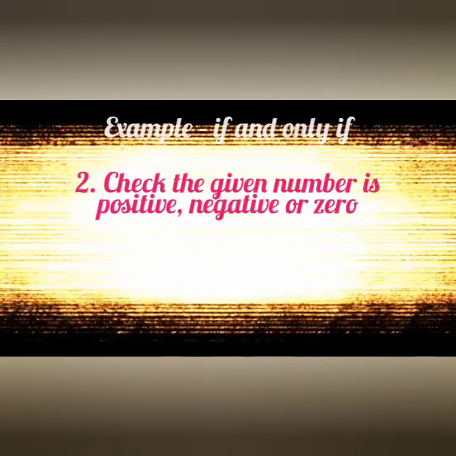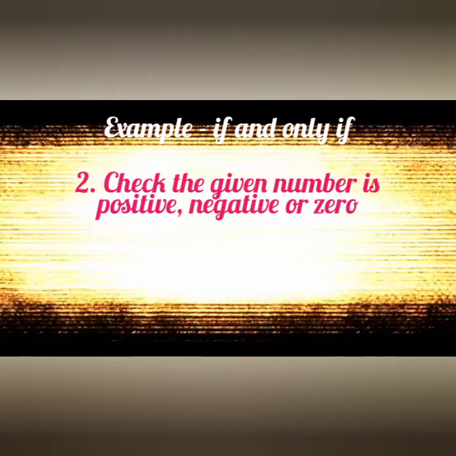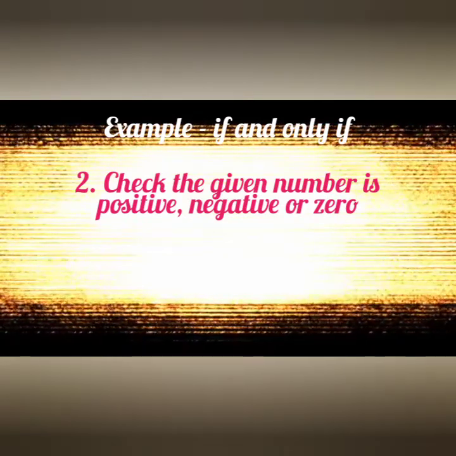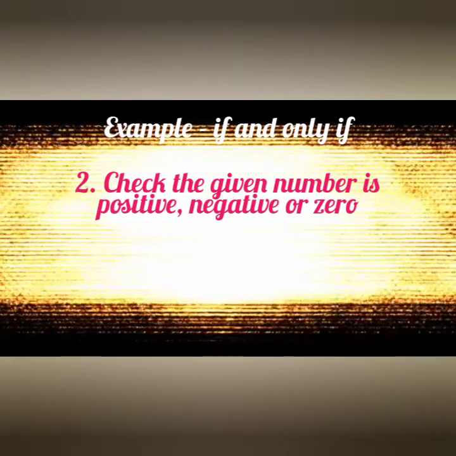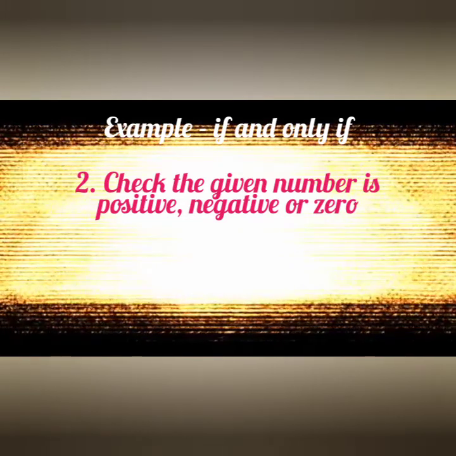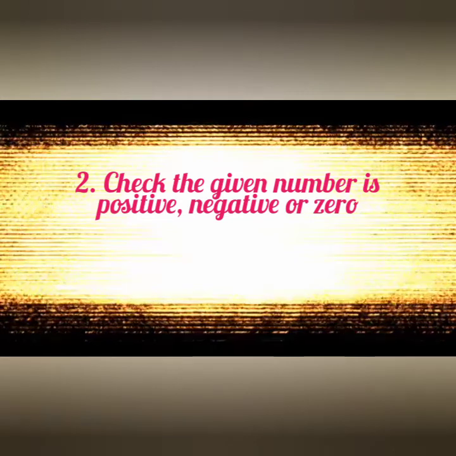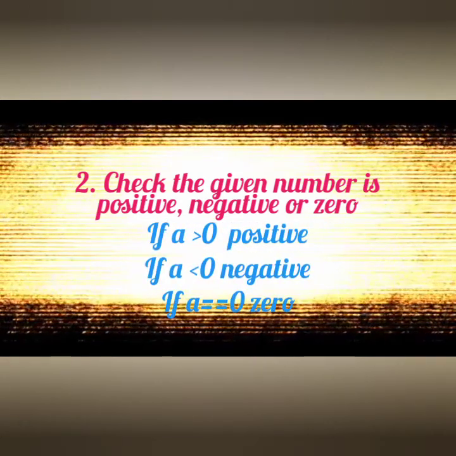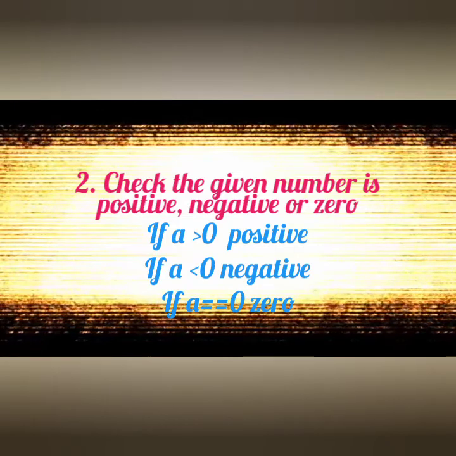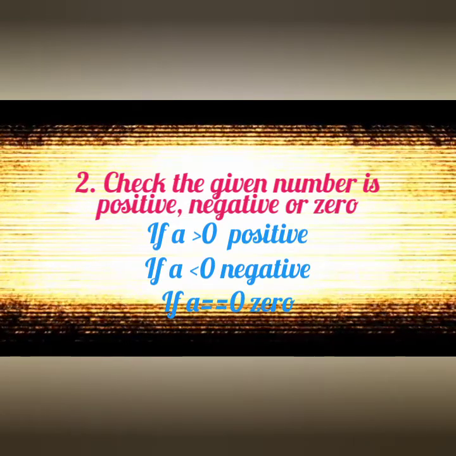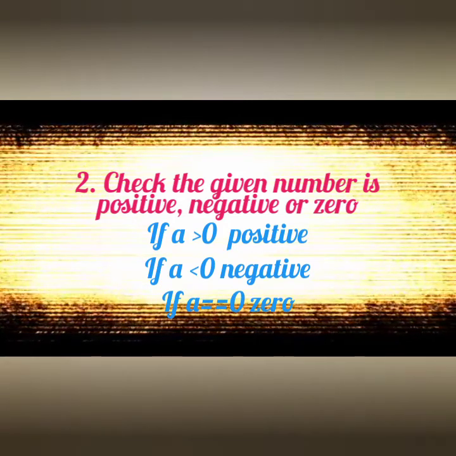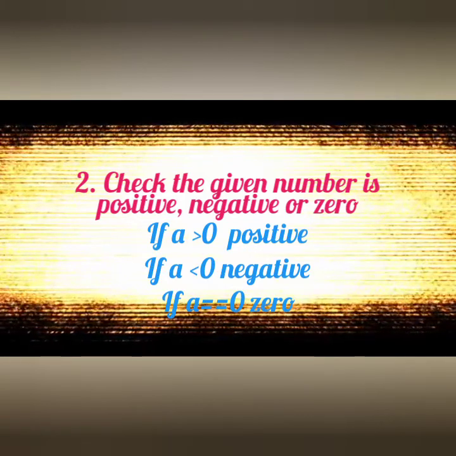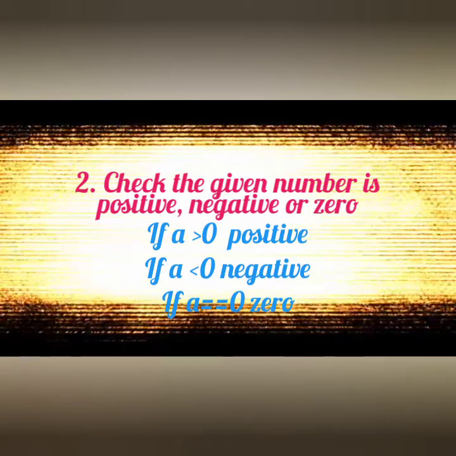The next question is: check whether the given number is positive, negative or 0. See, here 3 checkings are there. For that, we use the if only statement. For checking if it is a negative number, if a less than 0. If a greater than 0, it's a positive number. If a equal to 0, it's a 0. So, there are 3 checkings: if a less than 0, a greater than 0, or a equal to 0. Let us discuss the program now.